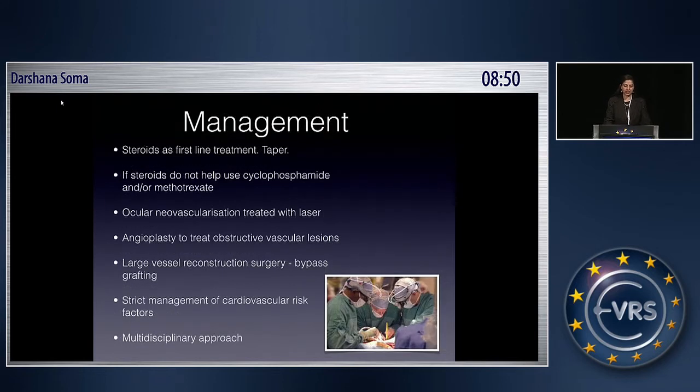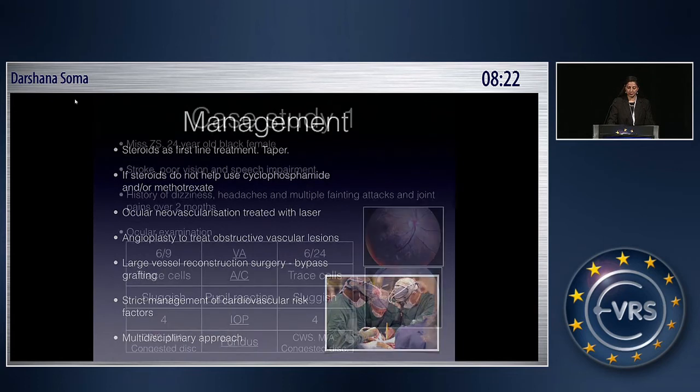So the management usually, steroids are the first line of treatment, but these steroids need to be tapered. If steroids do not help, one can use cyclophosphamide and or methotrexate. Ocular neovascularization is usually treated with laser. Angioplasty is usually used to treat obstructive vascular lesions. Large vessel reconstructive surgery may be used by bypass grafting. There should be strict management of the cardiovascular risk factors. So in essence, it's a multidisciplinary approach.